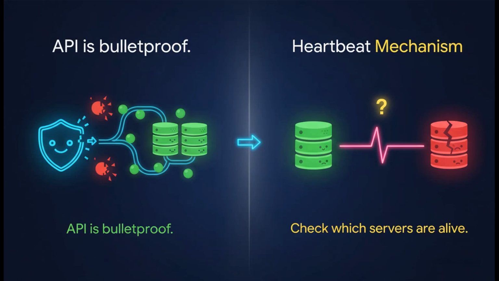And there you have it, a robust, scalable, and intelligent rate limiter. Your API is now bulletproof. But our job, as engineers, is never truly done, is it? We've protected our servers from the outside, but now we need to monitor them from the inside. How do we track which servers are dead and which ones are alive?